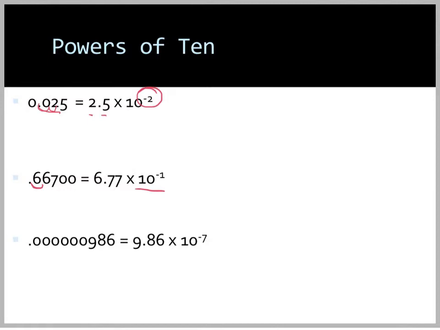Or 0.000000986, I'm going to be moving it 1, 2, 3, 4, 5, 6, 7. So 9.86 times 10 to the minus 7.